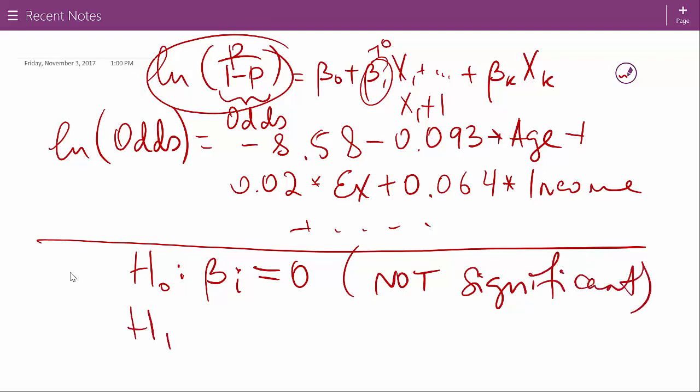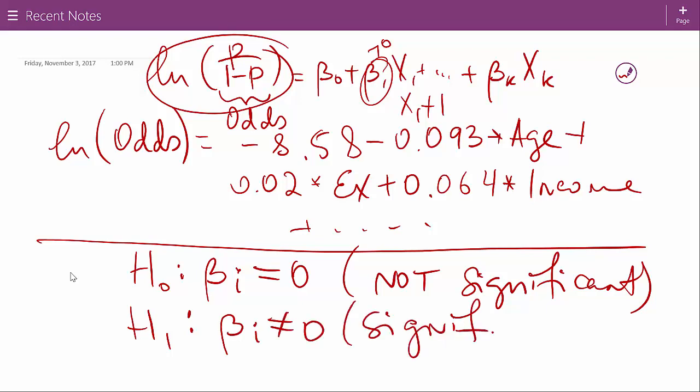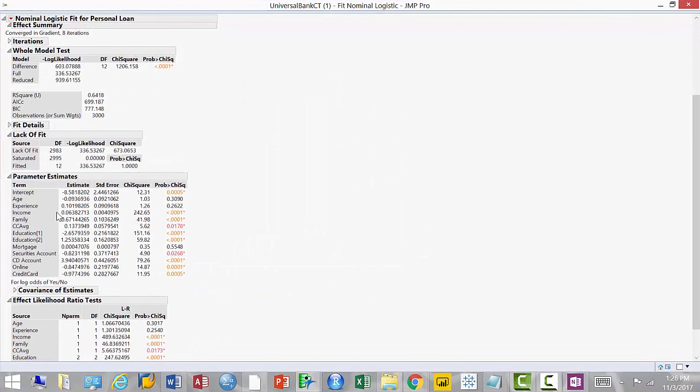Okay, and the alternative is going to be that the variable slope is not equal to 0, which means we can't take it out of the equation. Therefore, it doesn't really contribute much. Okay, so it's the same exact analysis as we did for the linear regression.